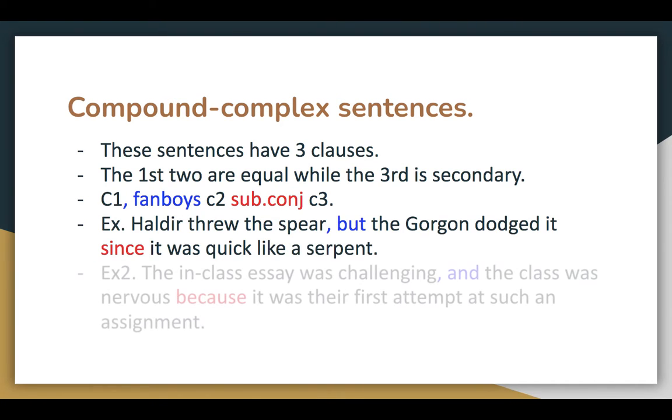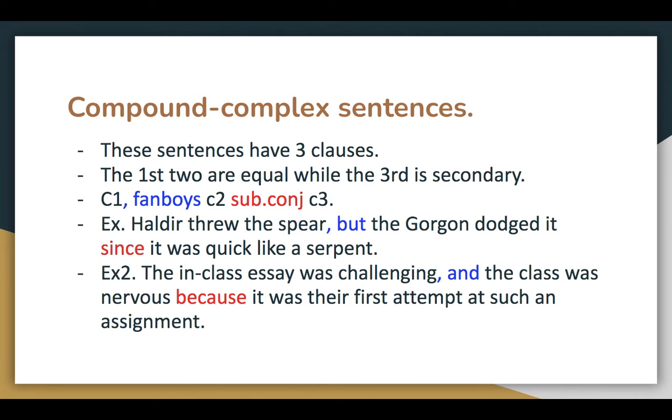So let's take a look at that example again now that it's been corrected. The in-class essay was challenging, comma, and the class was nervous because it was their first attempt at such an assignment. So again, we've got our two compound ideas, then we've got a subordinate conjunction, and then our third idea. Notice the structure that we're looking for here. We always have a comma before a fanboys element. That's honoring what we would call our compound sentence structure. And then we've just glued on a third clause beginning with a subordinate conjunction.